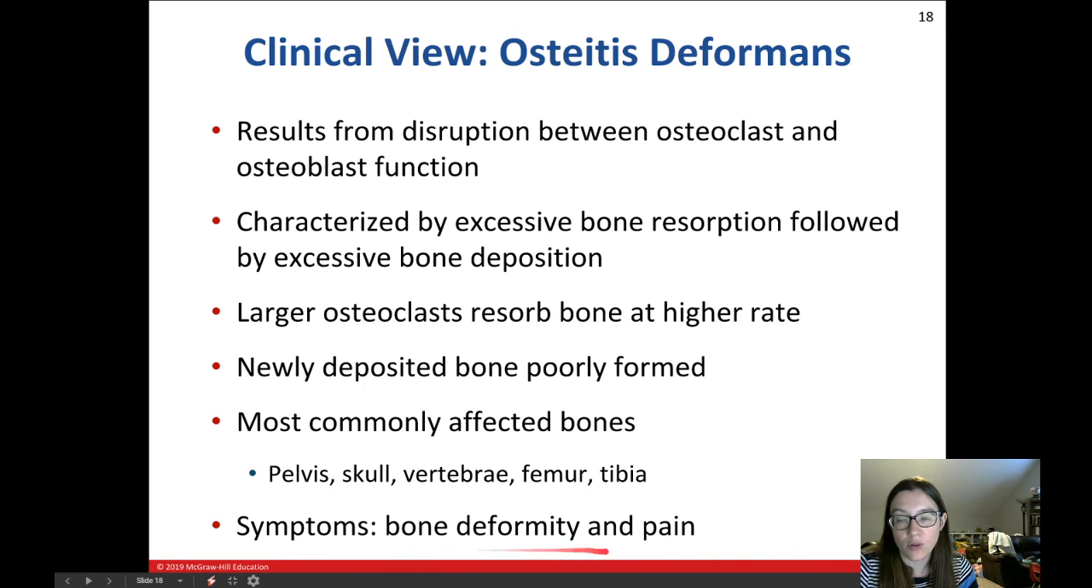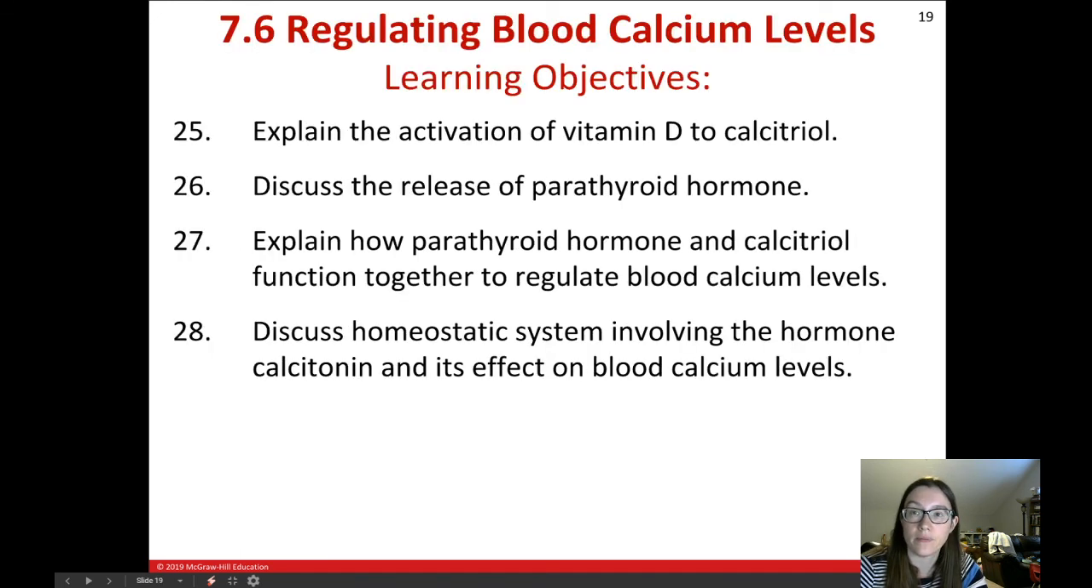And this can cause bone deformity and pain, most commonly in the pelvis, the skull, the vertebrae, the femur, and the tibia. But the take home of this is we want to make sure that the osteoblasts' and the osteoclasts' activity is well regulated, so that we don't have either too much formation or too much destruction of bone. And we're going to have some hormones that we'll talk about that are going to help regulate this.